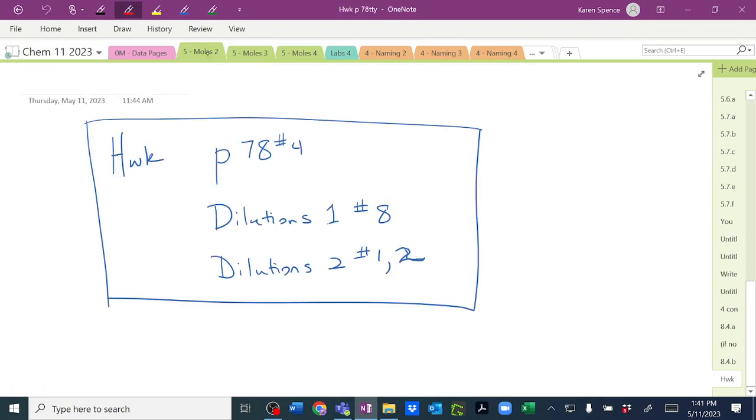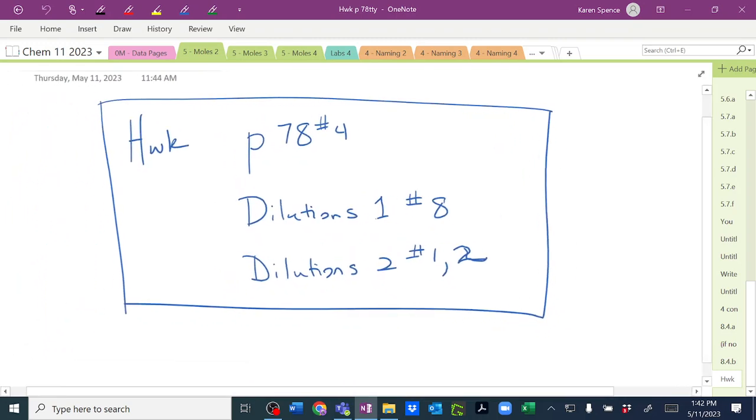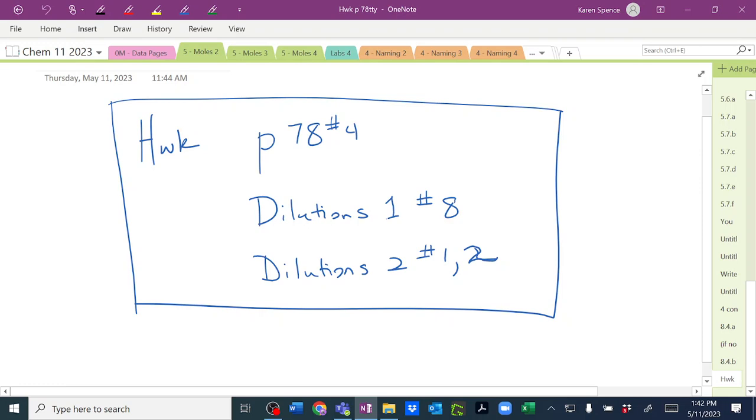Okay, and our homework, there's actually not that much. Page 78, number 4. Dilutions number 1, number 8, dilutions 2, number 1 and 2. If you are not taking Chem 12 though, you could just be working on some of the 5.3c stuff instead of the dilutions, because that's going to help you get ready for your quiz on Monday.